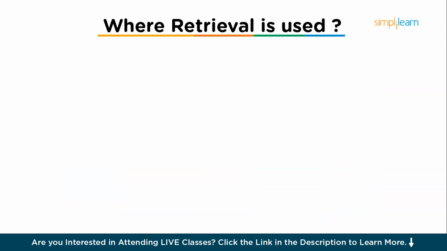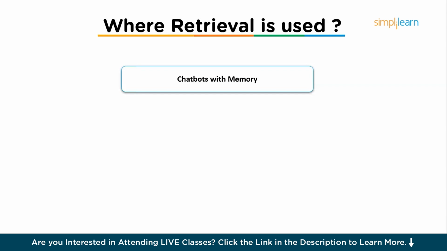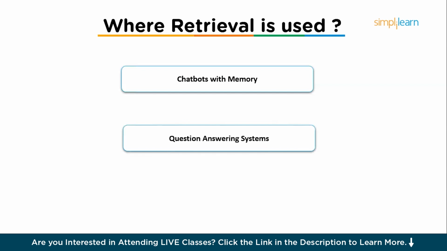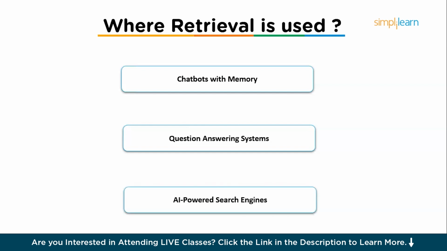So it is used in chatbots with memory, for example, in retrieving past conversations. Then comes question answering systems, for example, retrieving FAQ answers. Then comes the third, that is AI-powered search engines, for example, semantic search.